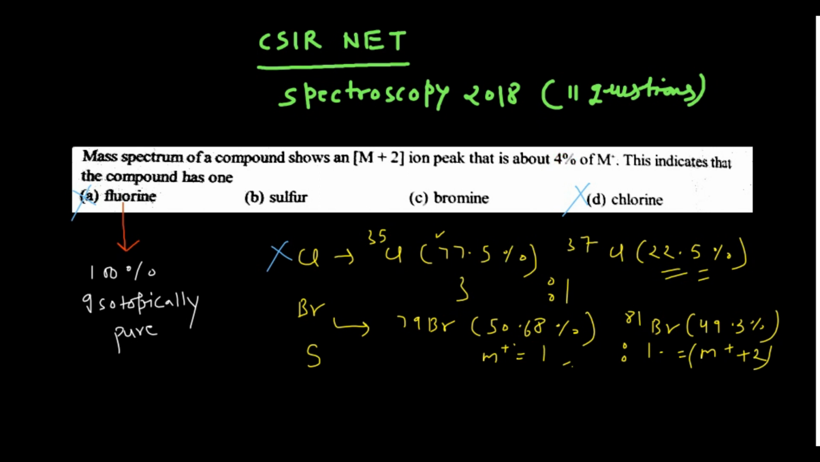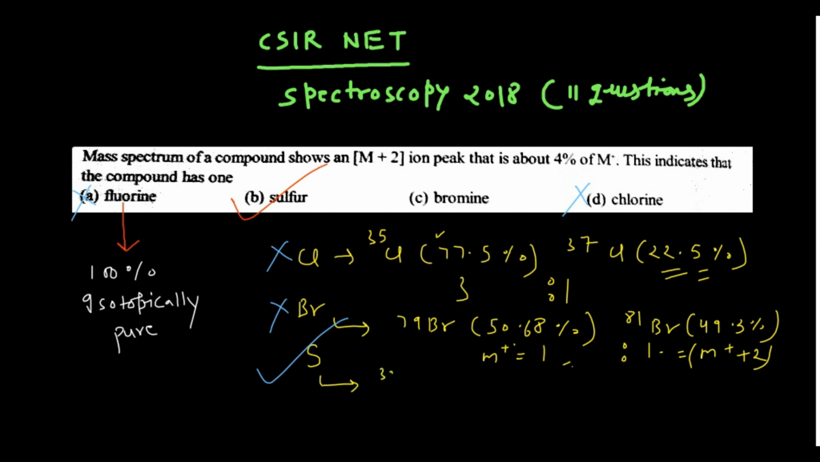So on the basis of this, you can discard this bromine option here. Okay, so what you are left with is sulfur. So your correct answer is the sulfur. Sulfur would give you this value. So how will the sulfur give you this value? This is again quite simple.